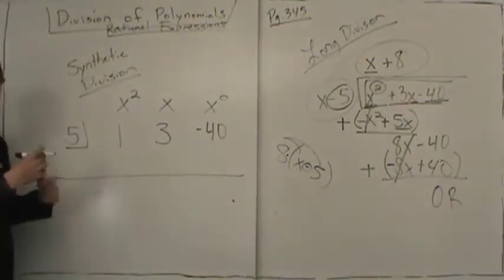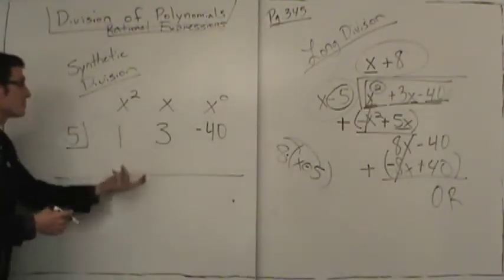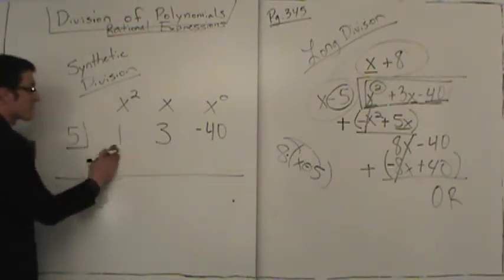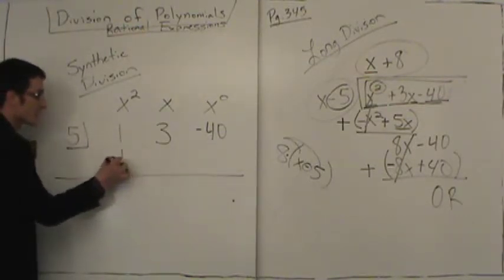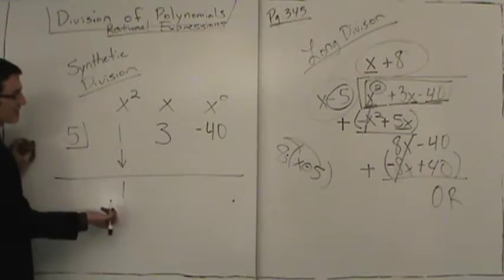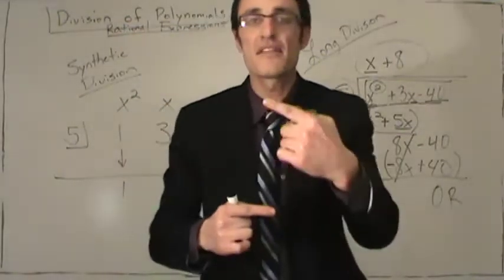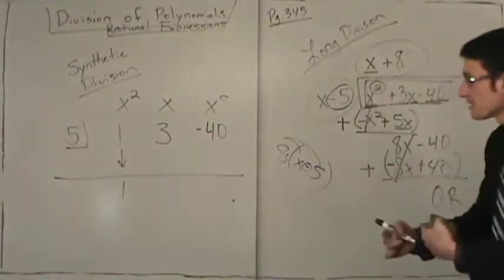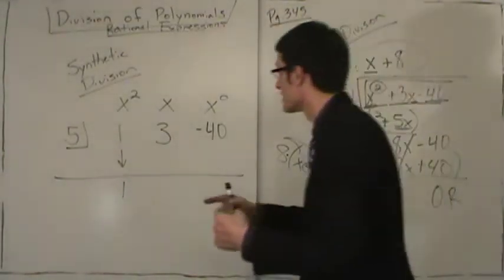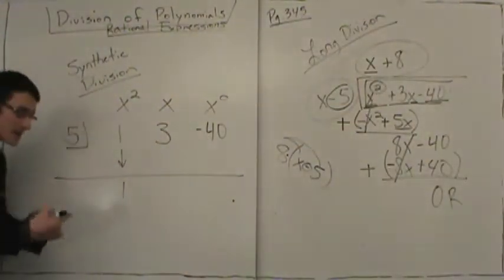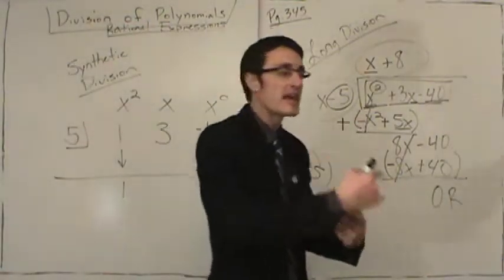And now we're going to start a process. In order to do this process, students must remember the first thing you need to do is bring down the 1. So bring down the 1. And now the process goes like this. You multiply, then add, multiply, then add, multiply, then add, and you're done.